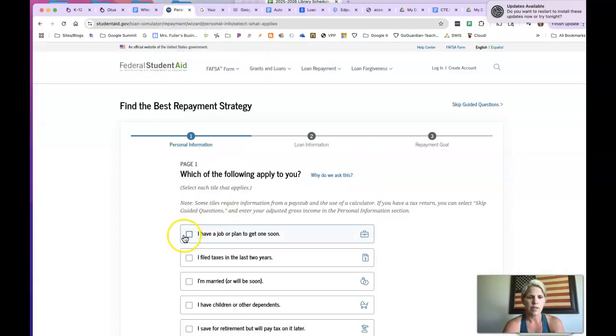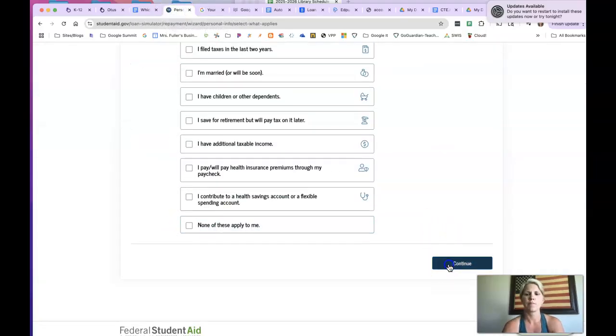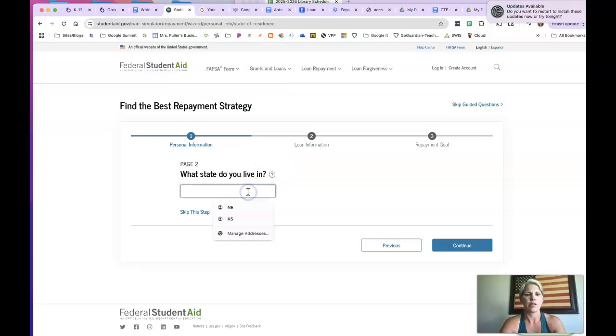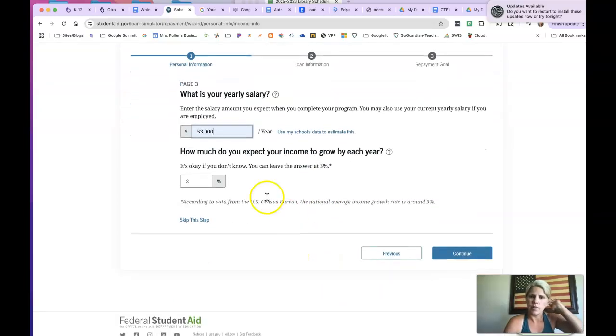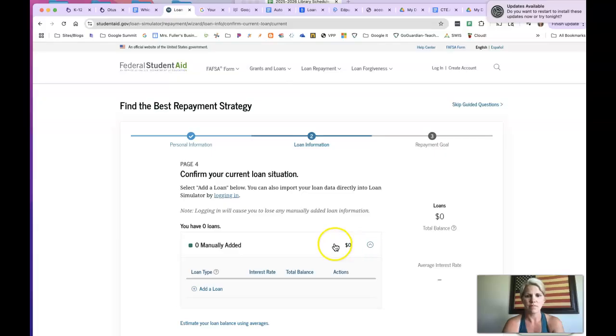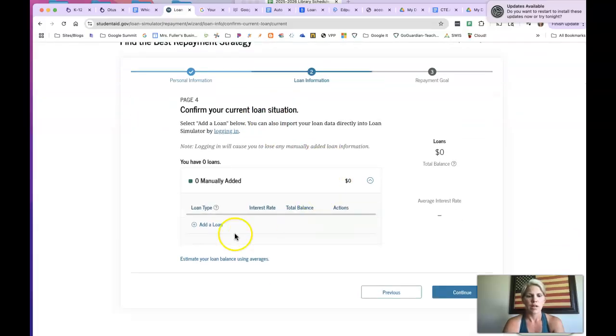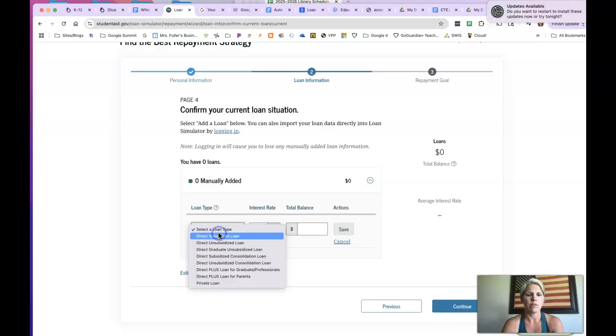So we'll say that she has a job. She lives in Connecticut. And her expected salary was $53,000. And then we'll just leave that since we don't know that information. Okay, and then we're going to add our loan.